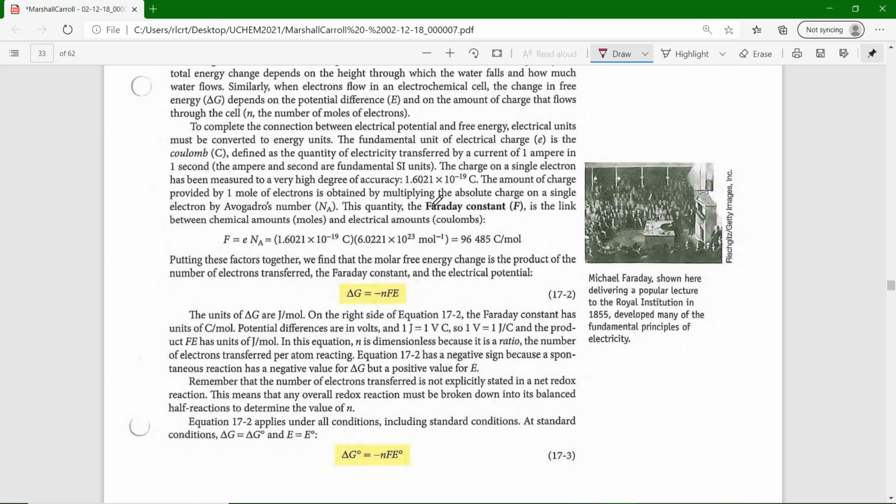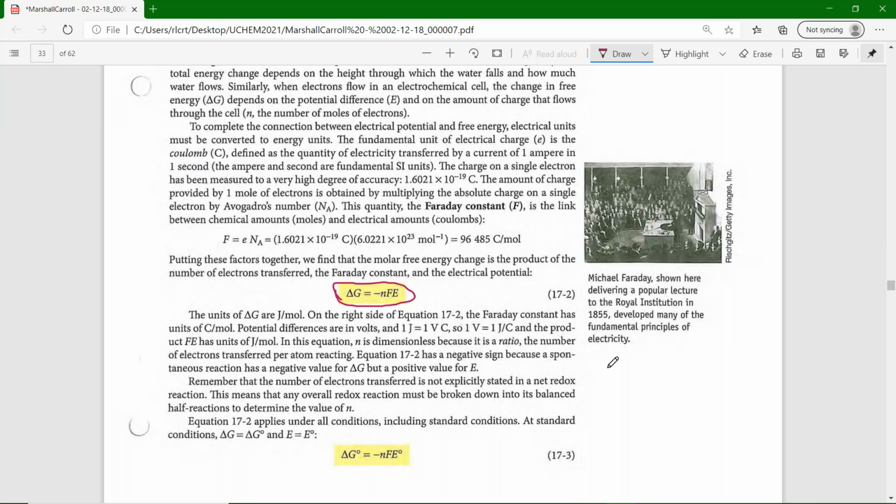So you'd always be given the Faraday constant, named after Michael Faraday. It's 96,485 coulombs per mole. Okay, so that's the link between electrical charge and moles. And putting them together, we get this expression for free energy. Delta G is minus nFE. n is the number of moles of electrons transferred, so usually 1, 2, 3, 4, 5, 6. Rarely is it more than that. F is the Faraday constant, and E is the cell voltage.